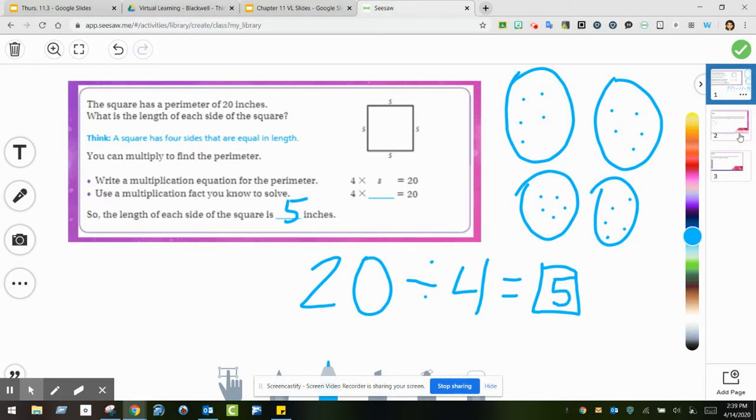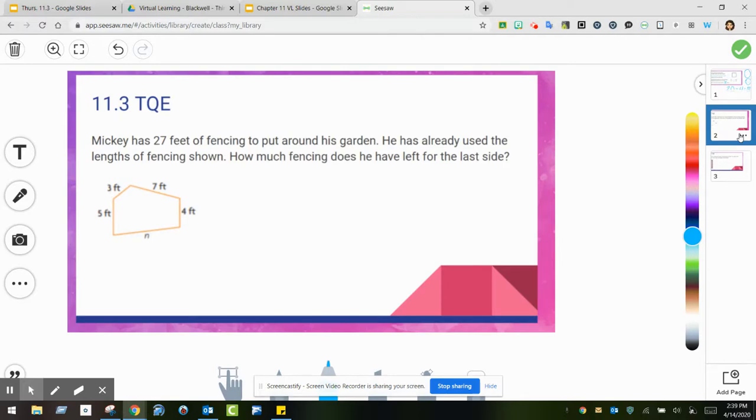Let's go ahead and try a TQE. Mickey has 27 feet of fencing to put around his garden. He has already used the lengths of fencing shown. How much fencing does he have left for the last side?